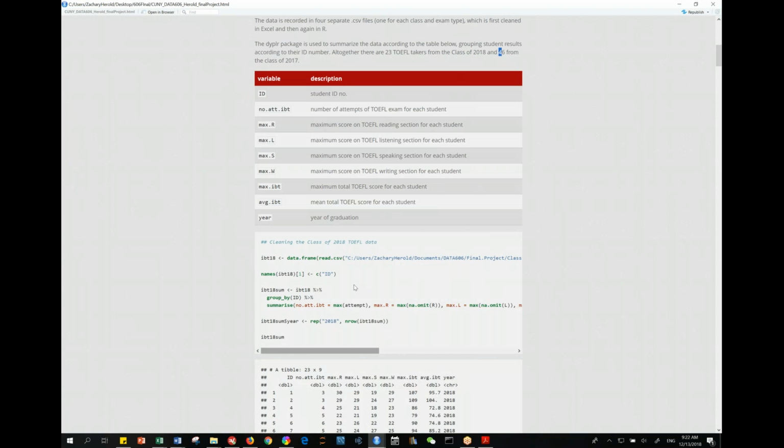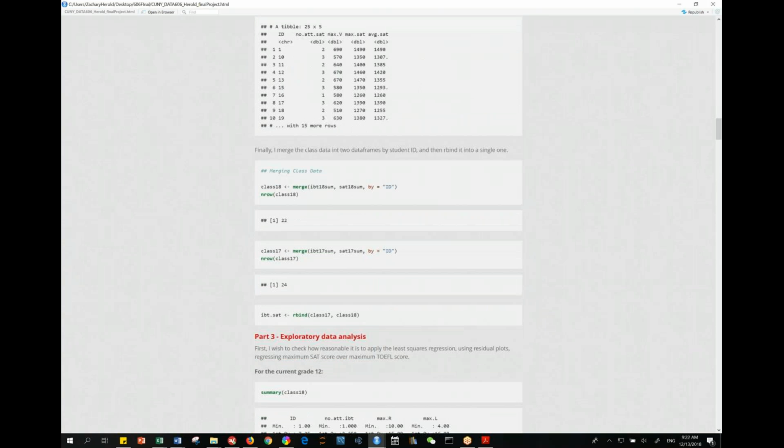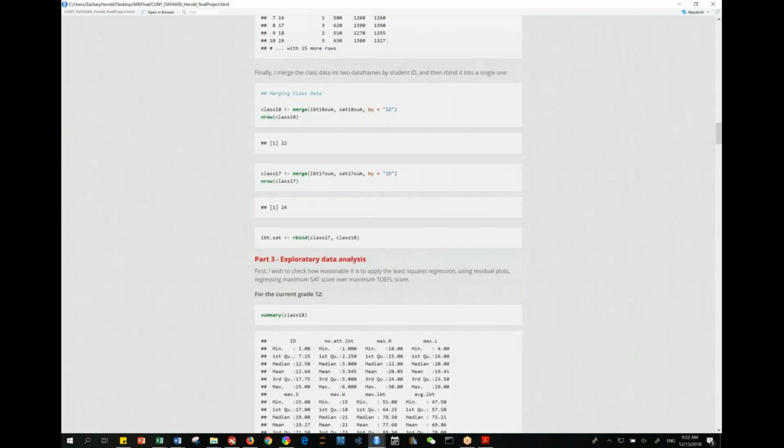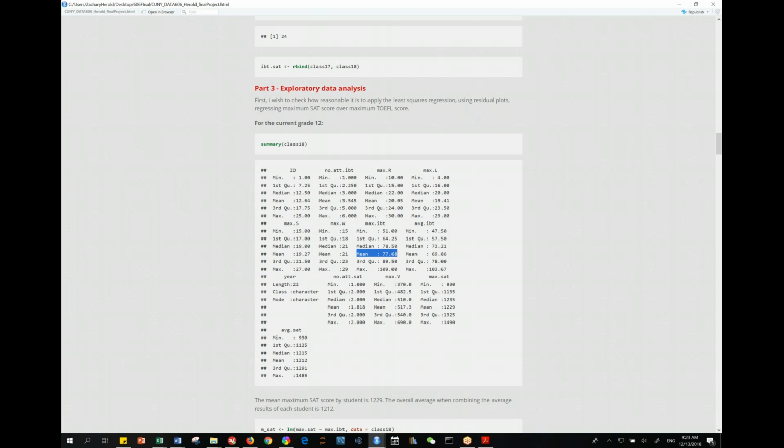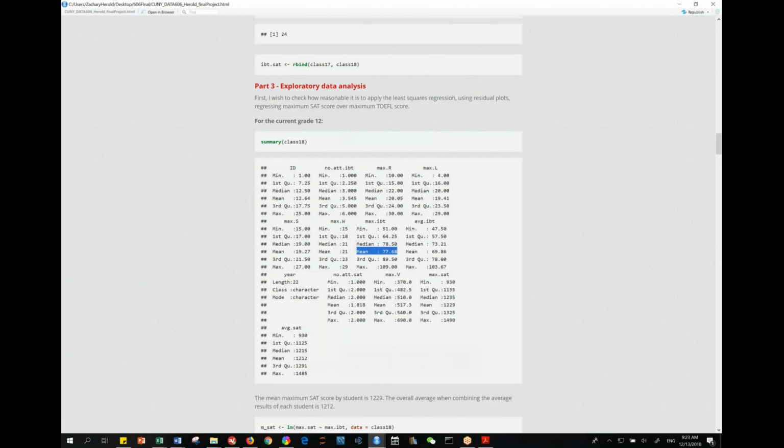And I basically merged them and summarized all of the data so that eventually, let me just skip down here. After merging, I had a sample of 22 students in this class and 24 in this class. And for the current class, there's a lot of statistics here, but the key is that the mean is about 78, and the global average last year was 79, I believe.